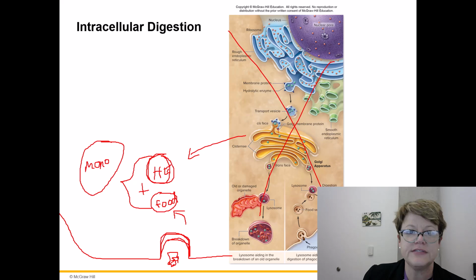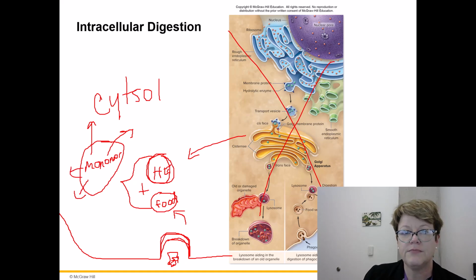So little amino acids that were part of some proteins that were once in this vacuole, little monosaccharides, little fatty acids, different monomers will be inside this compartment now. And what the cell does is it releases them across the membrane into the liquid portion of the cell, which remember was called the cytosol. So those monomers are just leaked across this membrane compartment into the cytosol. And so that's how the cell digests things.